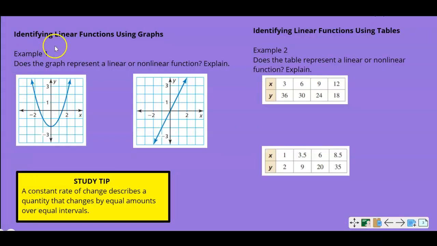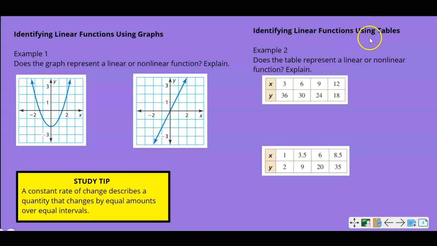All right, now we're going to identify linear functions using a graph. Example 1. Does the graph represent a linear or nonlinear function? Okay, we just looked at the definitions. Remember, linear represents a line. This is a curve. This is called a parabola. You will learn about these later this year. But this is not represented by a line. So this one is not a linear function. This one represents a line. So yes, this is a linear function. There is a constant rate of change between each x and y value.